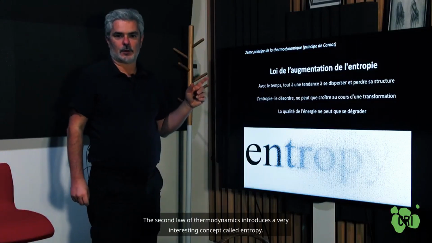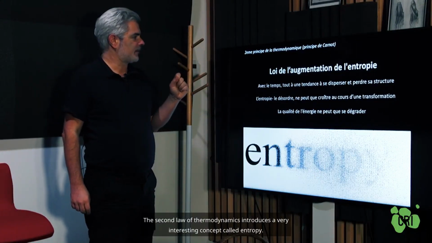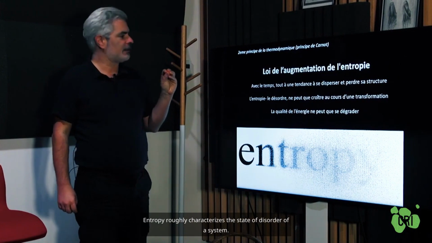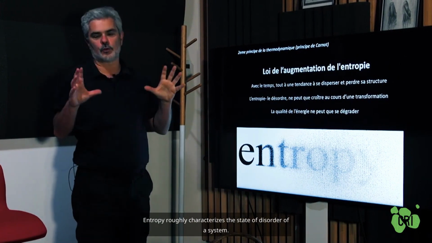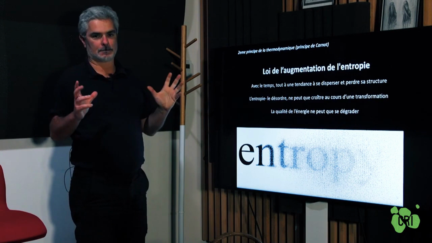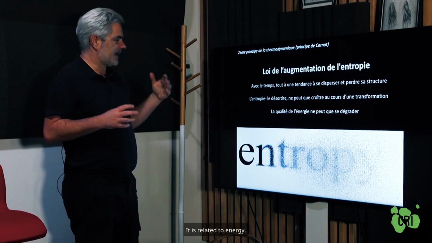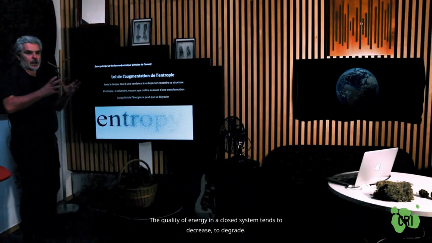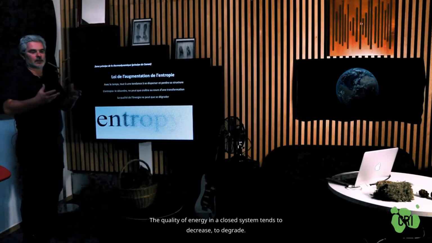The second law of thermodynamics introduces a very interesting concept called entropy. Entropy roughly characterizes the state of disorder of a system. It is related to energy. The quality of energy in a closed system tends to decrease, to degrade.